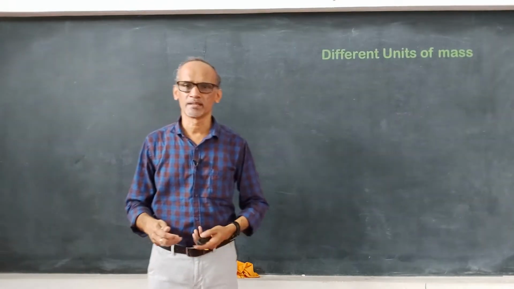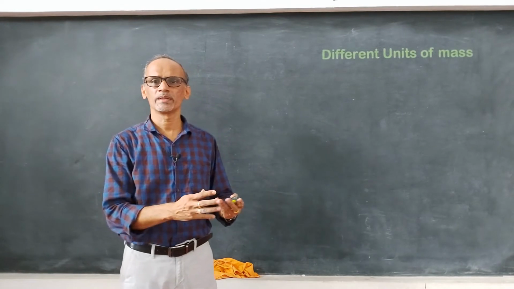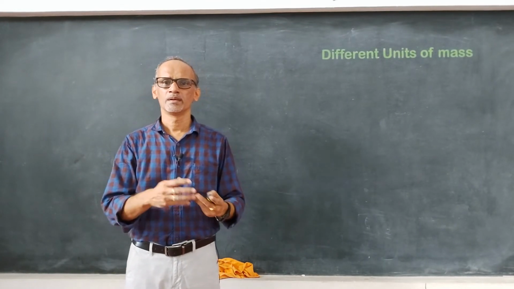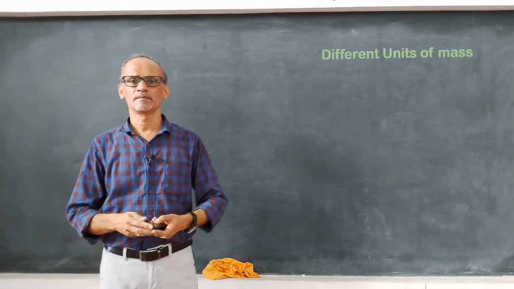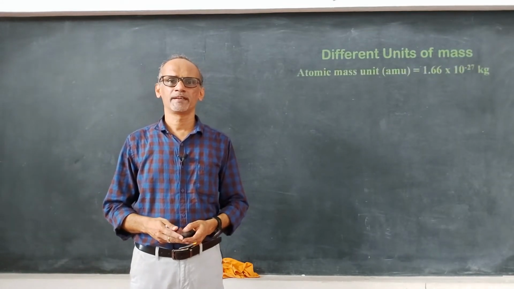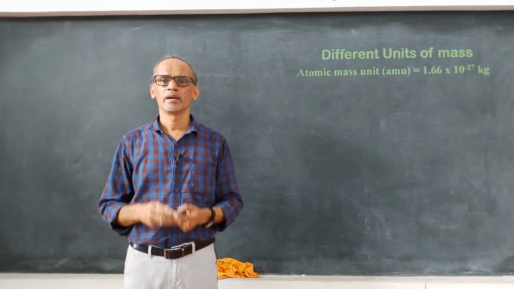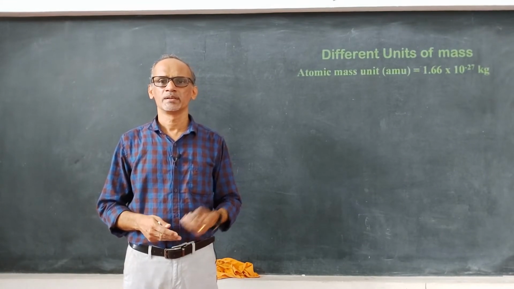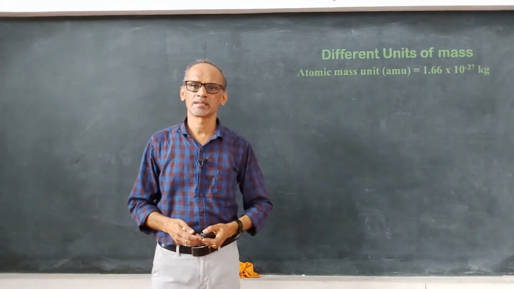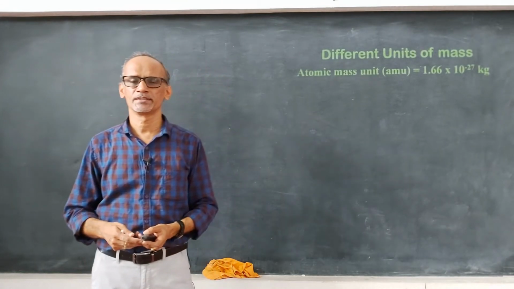Different units of mass. So, we are done with length now. So, what are the different units of mass? I have already explained about it. The first unit, or the smallest unit which we use, is called the atomic mass unit, which is equal to 1.66 into 10 to the power minus 27 kg.